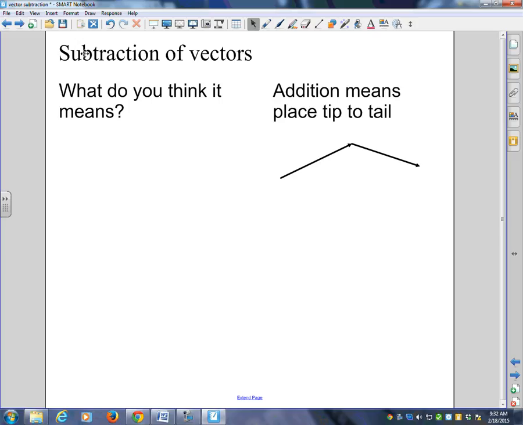Tip to tail. Well, addition means place tip to tail, so what do you think subtraction means? Head to head? Like a battle? Okay, that's okay. I'm just asking what you think it means. What else could it be? Tail to tip? Is tail to tip anything different than tip to tail? That's the same thing, right? I guess it could be tail to tail too, right?